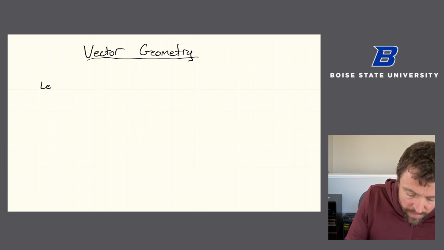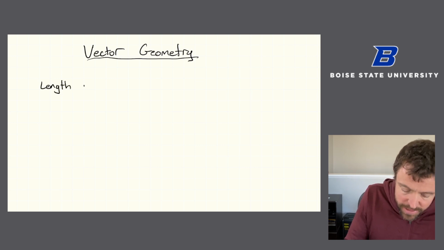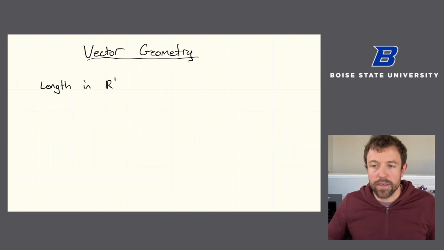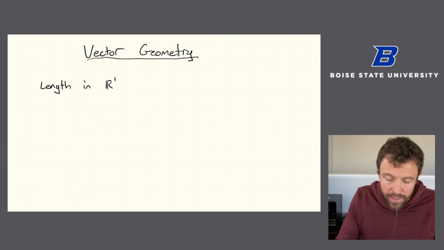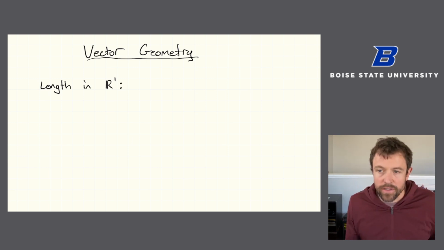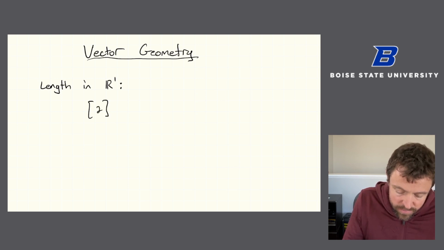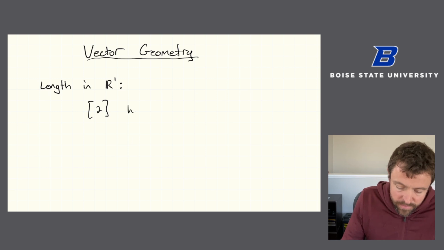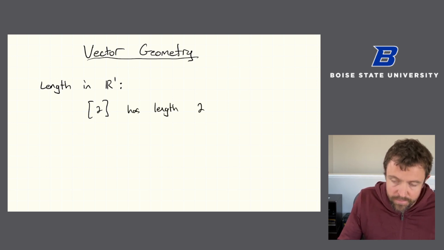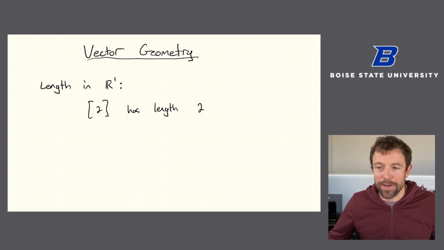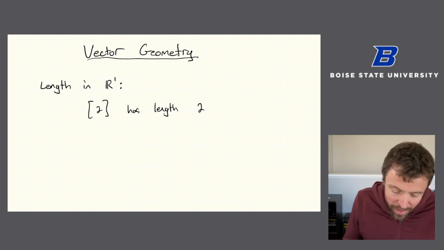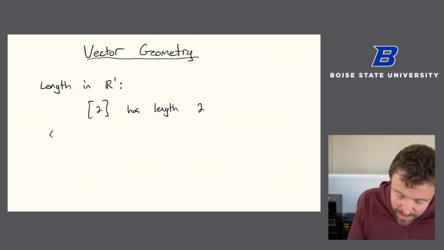So I'll start in R1, which might seem weird. We often don't use R1 as an example because it's too simple and you can't really see anything. But if I have a vector in R1, 2, it has length 2. We can already see why we don't do a ton in R1, right? It seems boring, but we can just draw a quick picture here.